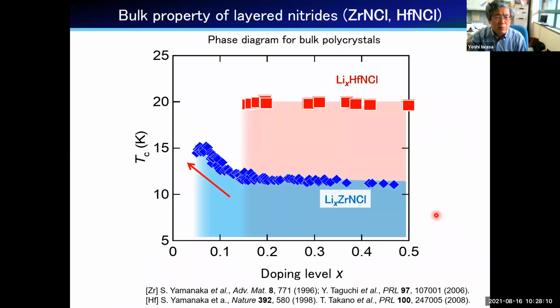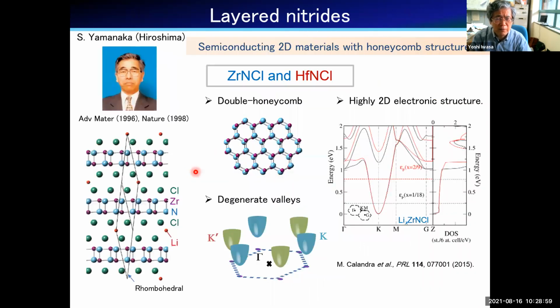More than 10 years ago, people established a phase diagram using the bulk polycrystalline material, lithium x zirconium nitride chloride. Basically, the Tc is almost flat as a function of x, in other words, carrier density, because as you saw on the previous page, the density of states is basically flat. Since Tc is controlled mainly by the density of states, it shows almost carrier-density-independent Tc. However, people realized that Tc goes up with reducing carrier density. It is very weird considering the almost flat density of states.